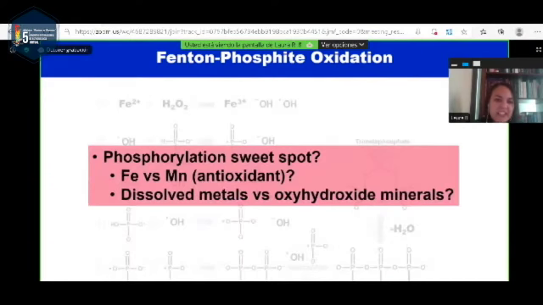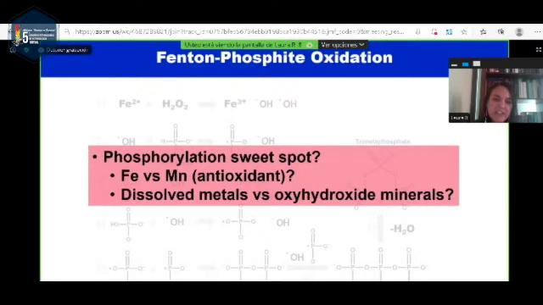So in this research, we were investigating conditions to see if there would be a sweet spot for phosphorylation, defined as where we optimize the amount of polyphosphates being formed, but minimize the amount of the organic being degraded. And to do this, we tested iron versus manganese facilitated reactions. Notably, the reaction I just showed you, coupling Fenton with phosphite oxidation, has only been shown with dissolved iron. So we wanted to see if manganese could also do it.